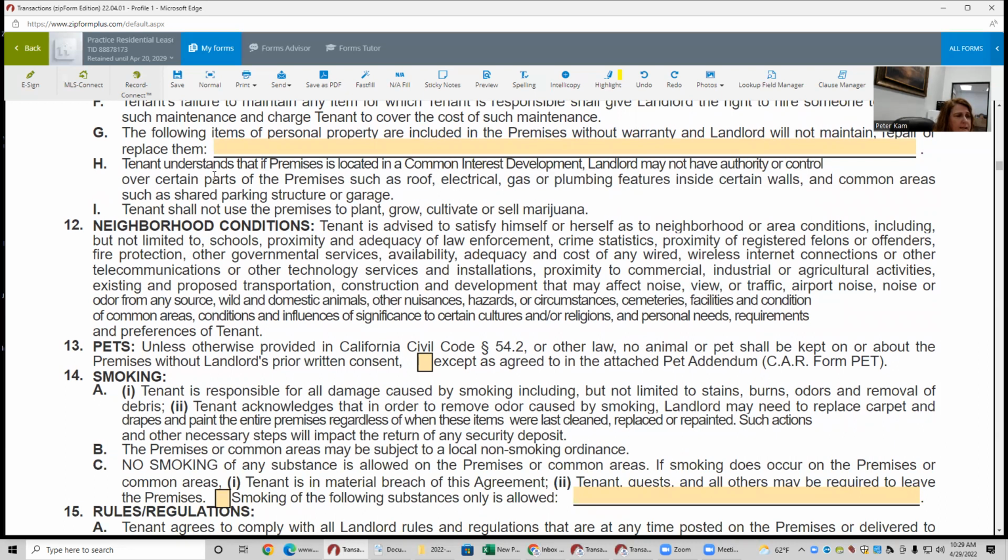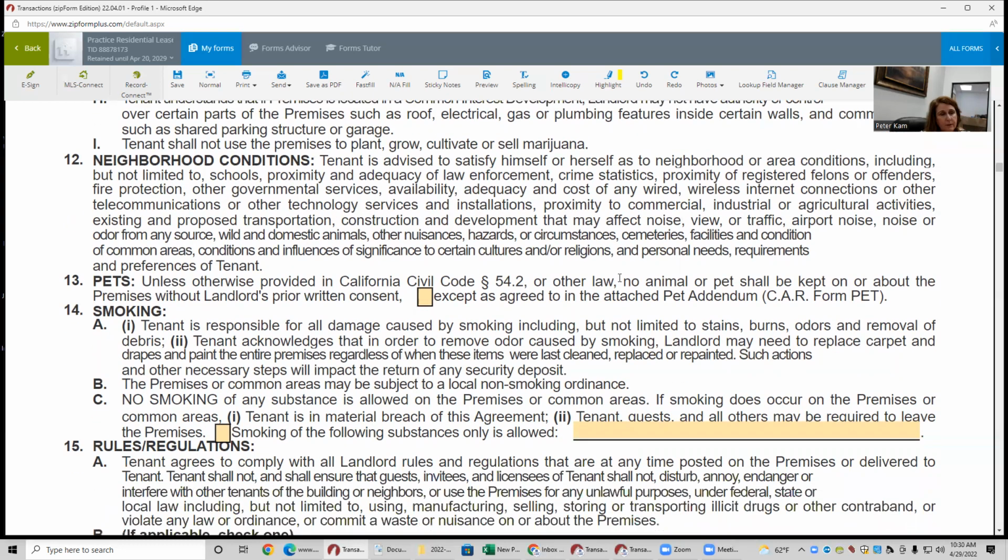And here it's telling the tenant that if the premises is located in a common interest development, the landlord may not have the authority or control over certain parts of the premises, such as the roof, electrical, gas, or plumbing features inside certain walls and common areas, such as shared parking structures. Here, a tenant shall not use the premises to plant, grow, cultivate or sell marijuana, which is really a good protection for our landlords. They've added some really nice stuff to this contract.